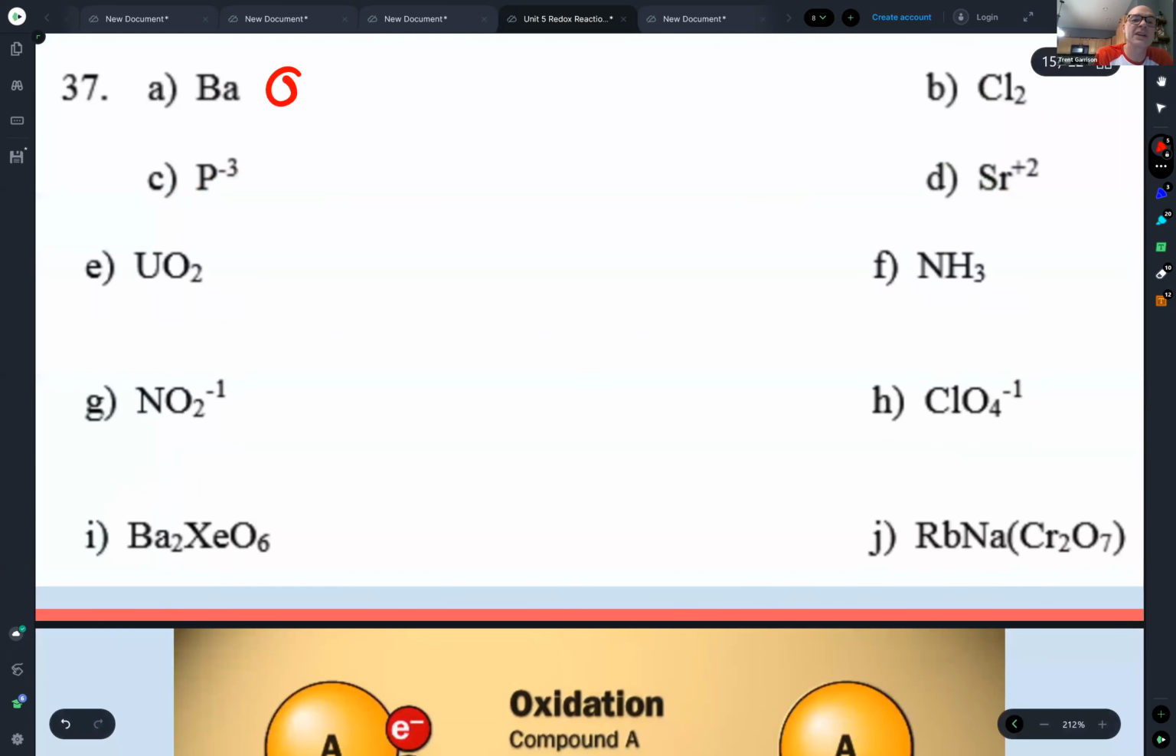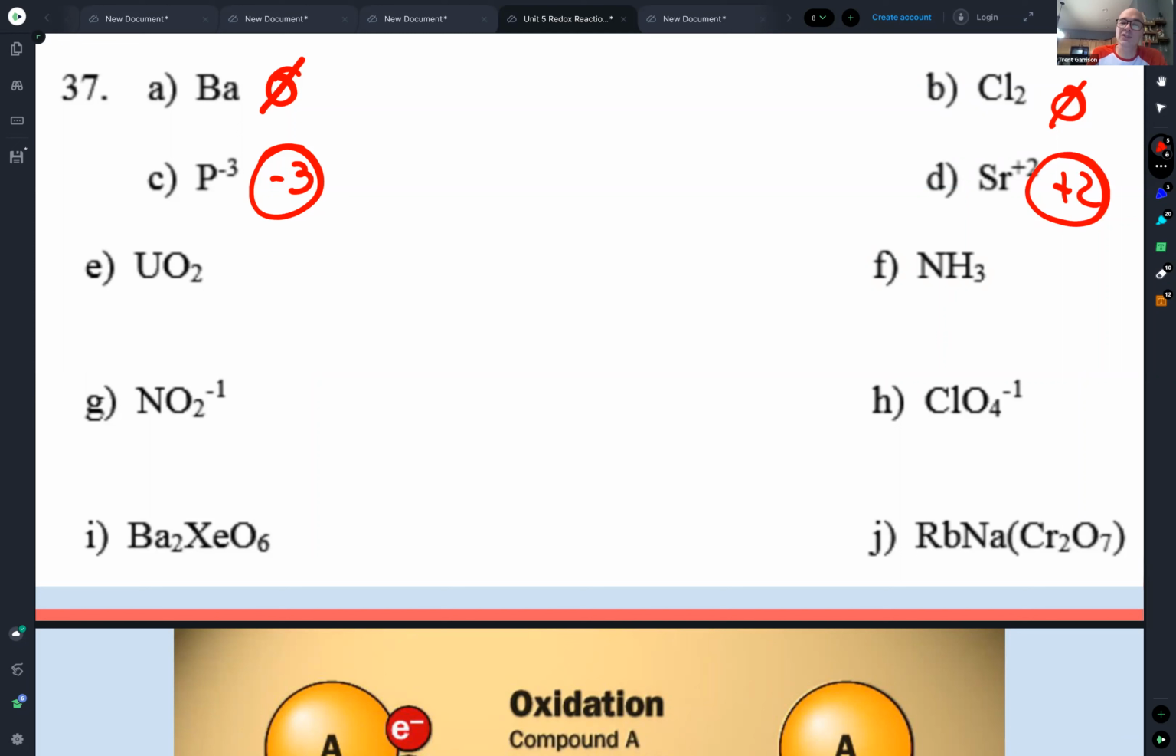Barium is an element by itself. It has a charge of 0. Chlorine, it is an element in its natural state. It has a charge of 0. Phosphorus, it is an ion and it has a charge of -3. Strontium is an ion that has a charge of +2. Now I have a rule about oxygen here, but I don't have a rule about uranium.